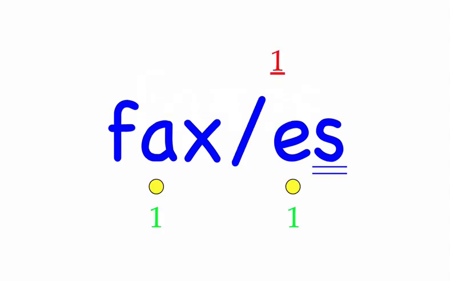Fax and faxes. He sent many faxes during the business day. Fax, es. Fax has 3 sounds. F, a, x. Es, 2 sounds. E, z. Fax, es. When a root word ends in x, add es to form the plural. Mark the word. Fax, es. We have an exception to syllable rule 1. The x must have the short vowel a directly in front of it. It cannot start the syllable.